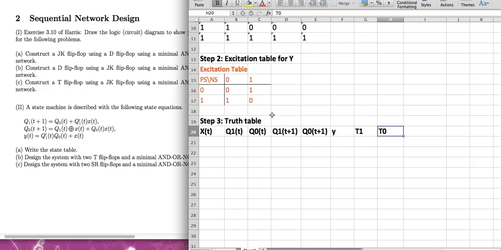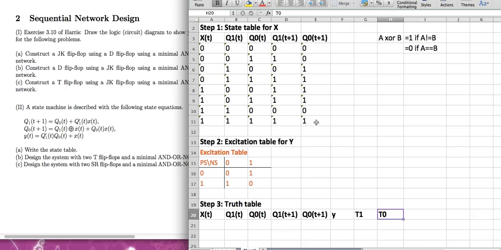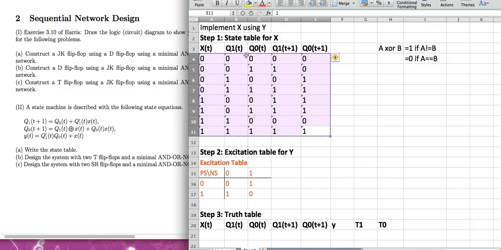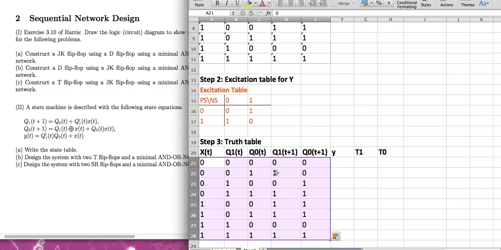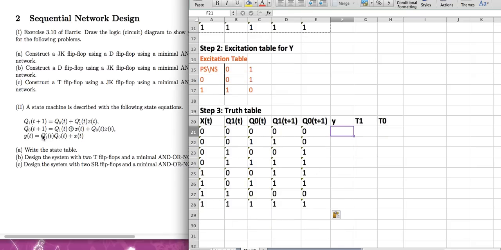Okay, so again, we actually have this whole thing right here, right? X, Q1, Q0, Q1 T plus 1, Q0 T plus 1. Just going to copy it down here. Okay, so now how do we fill out Y? Y is Q1 not at T, Q0 at T, or with X at T.